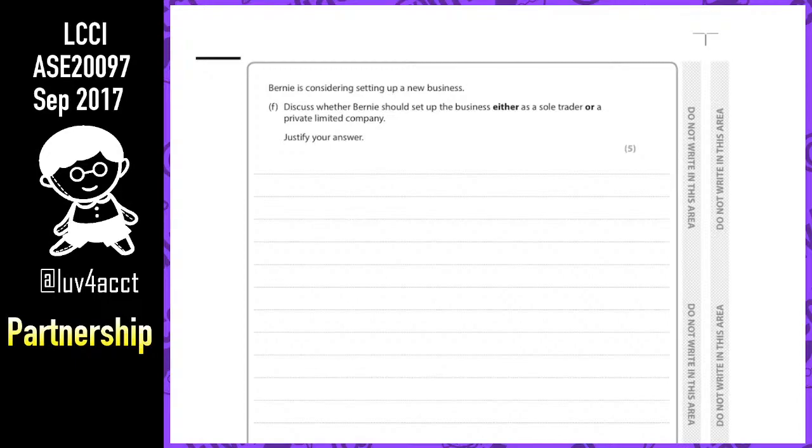Next, 5 points. Bernie is considering setting up a new business. Discuss whether Bernie should set up the business either as a sole trader or as a private limited company. A private limited company can be a 1-person private limited company. But when we compare it like that, usually you will invite more people rather than just having yourself.